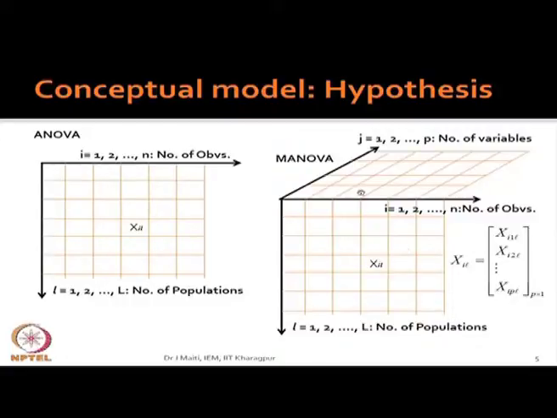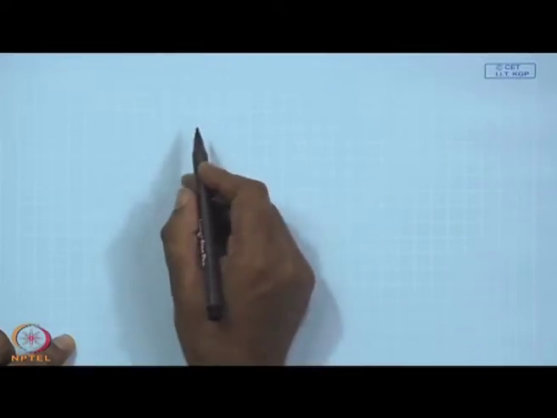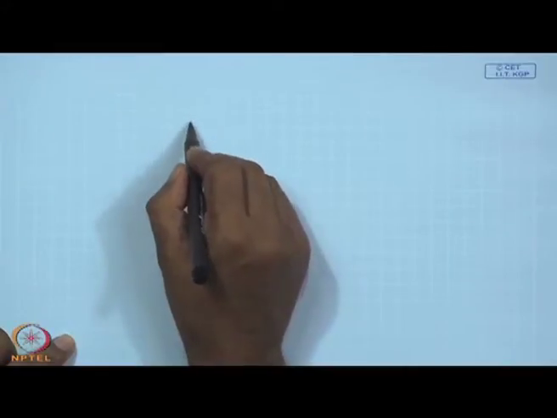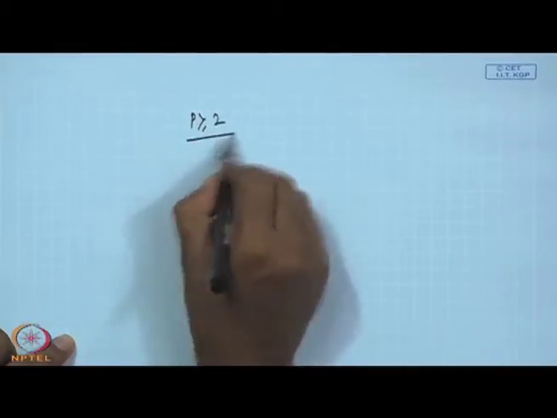So, we require certain notations to fully understand the application of ANOVA as well as MANOVA, because in case of MANOVA there is one more dimension added, as the number of variables will be greater than or equal to 2. So, P will be greater than or equal to 2.